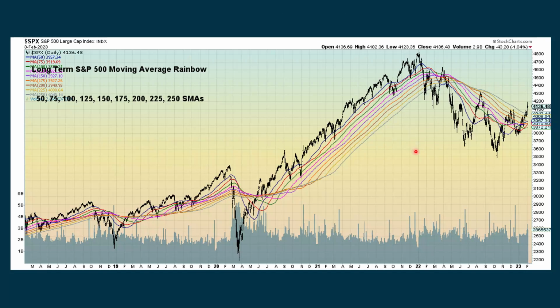Some long-term charts. Here's a longer-term rainbow going from 50 periods all the way up to 250 periods. This moves a lot slower, so it's picking up more of the downtrend that we saw in 2022. We've been able to get back above all these moving averages, but we need to stay above this for all the moving averages to turn back positive and look more like they were in 2021.